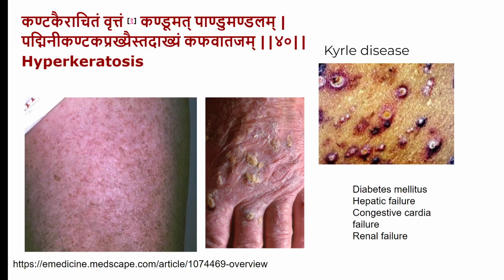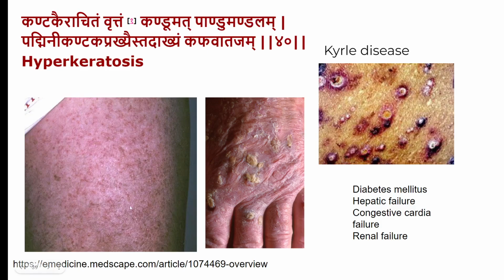Then the next is about the Padmini Kantaka. Padmini Kantaka is a Kapha-Vataja disorder which presents with a thick horn-like appearance over the skin surface. Now, this horn-like skin surface is suggestive of the abnormality of the keratin tissue, which we call hyperkeratosis.